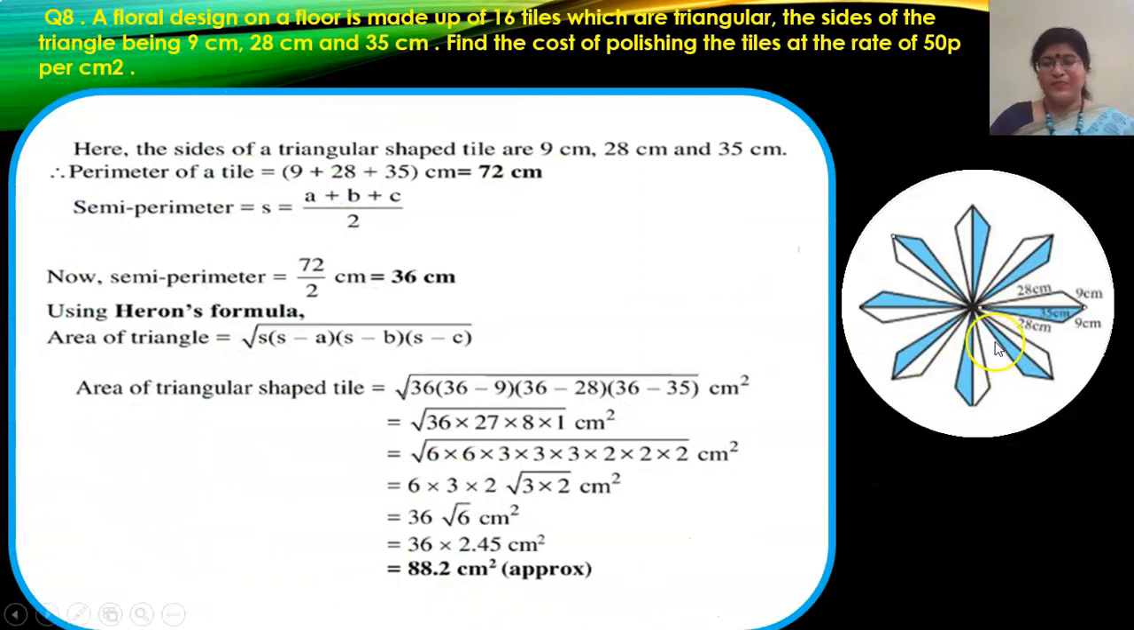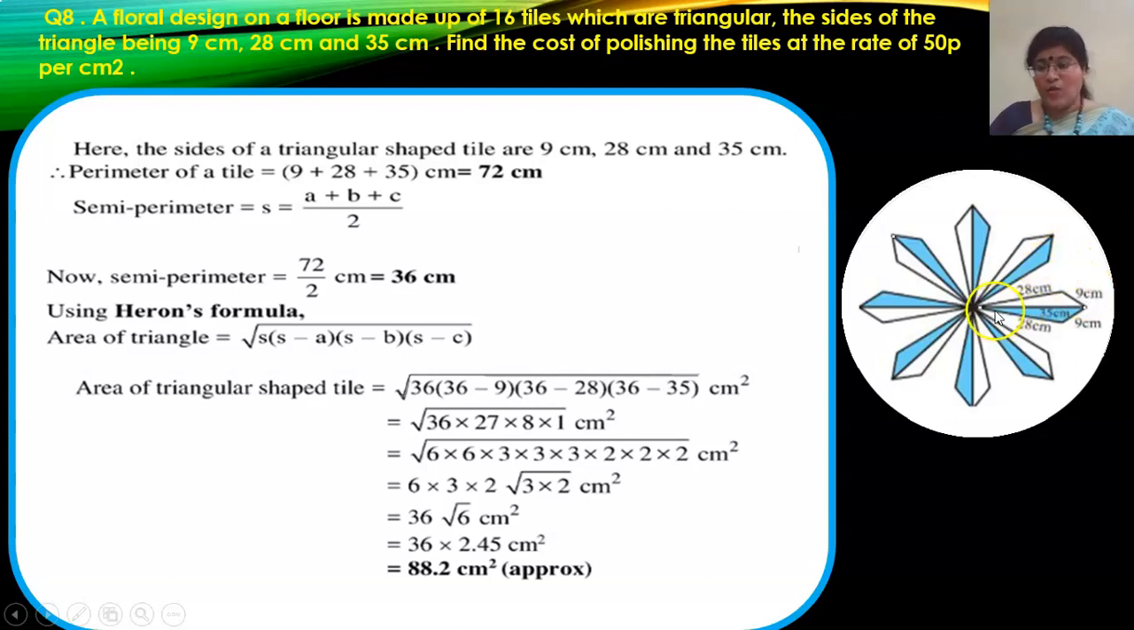Question number 8 from exercise 12.2. This is a floral design which is made up of 16 tiles which are triangular, and they have given the dimensions of the triangle, that is 9, this is 9, this is 28, and this is 35. Then it is mentioned the one in blue is 35 here, 28 and 9. Find the cost of polishing the tiles at the rate of 50 paise per centimeter square.